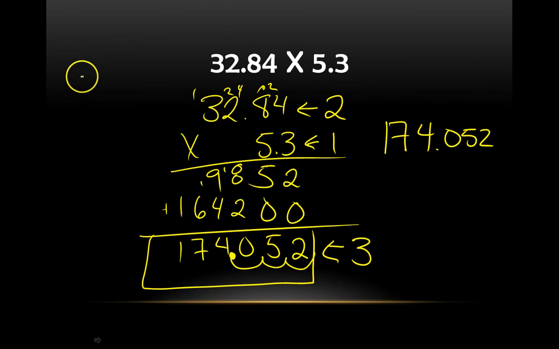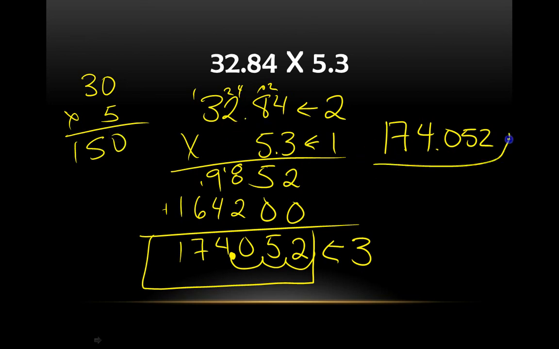If we want to do a quick check, we could estimate numbers. So we go 32 is close to 30. 5.3 is close to 5, so it should be somewhere around 150, but it should be greater than that because we rounded both those down, and we get 174. We're going to talk about estimating more in a couple of days, but we can get 174.052. So hopefully this is making sense.